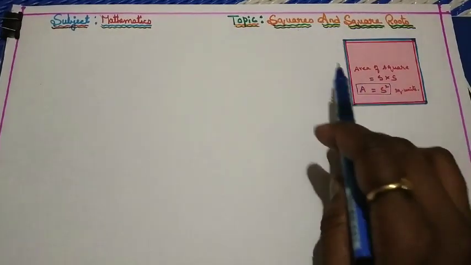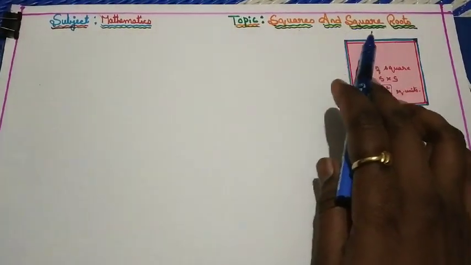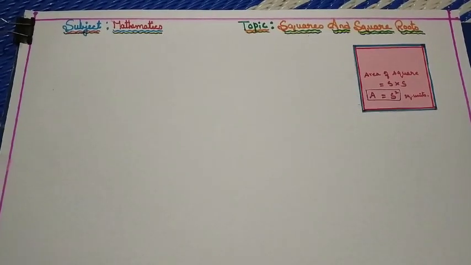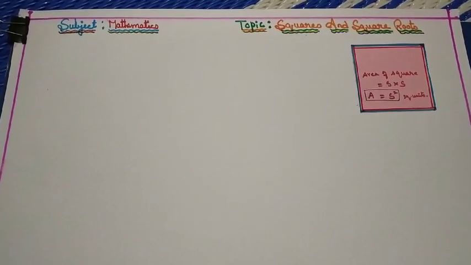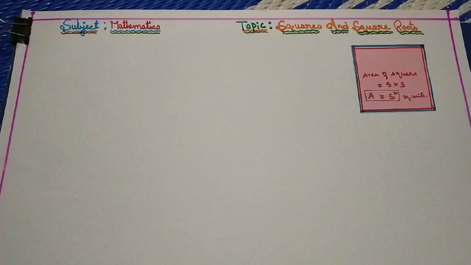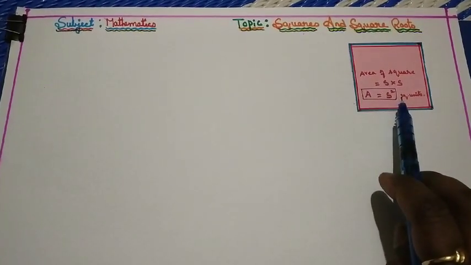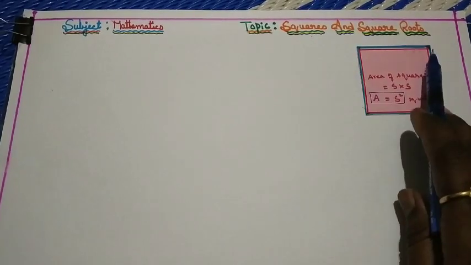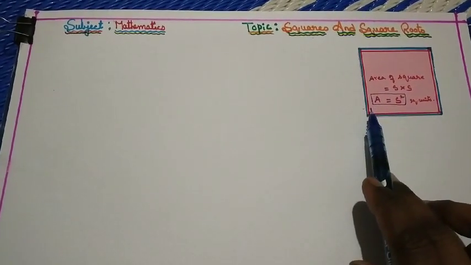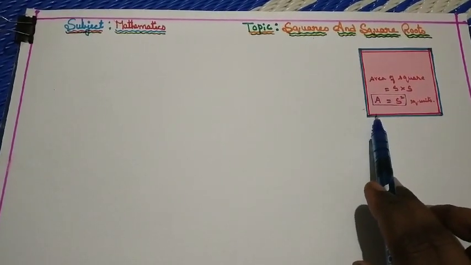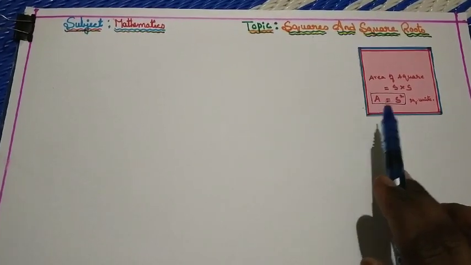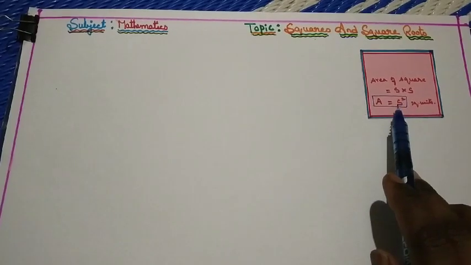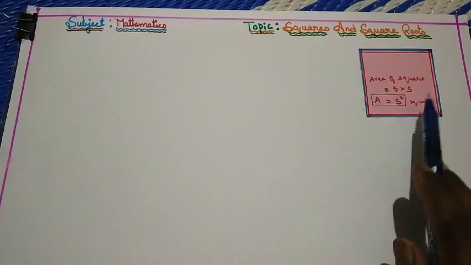Today we are going to start the chapter squares and square roots. The word square, you might have already heard it in the geometry part. Yes, a square is a two-dimensional figure whose four sides are equal and each angle of a square is 90 degrees. And also we have come across finding the area of a square and also the perimeter of a square.